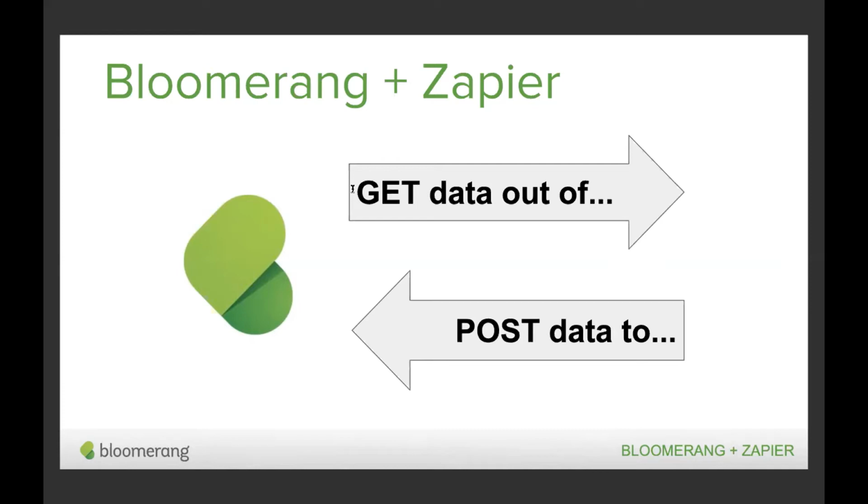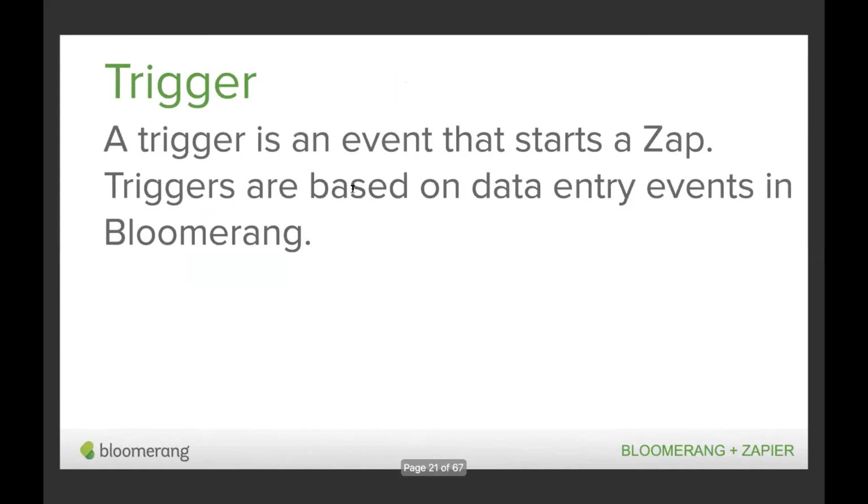Now, as a reminder, each step in a Bloomerang Zap is going to be based on a trigger, an action, or even a search. So let's go through each one of the triggers, actions, and searches that are available in the Bloomerang Zapier app and that you can use to build your own automations. So let's start at the beginning of the Zap workflow, which is talking about triggers.